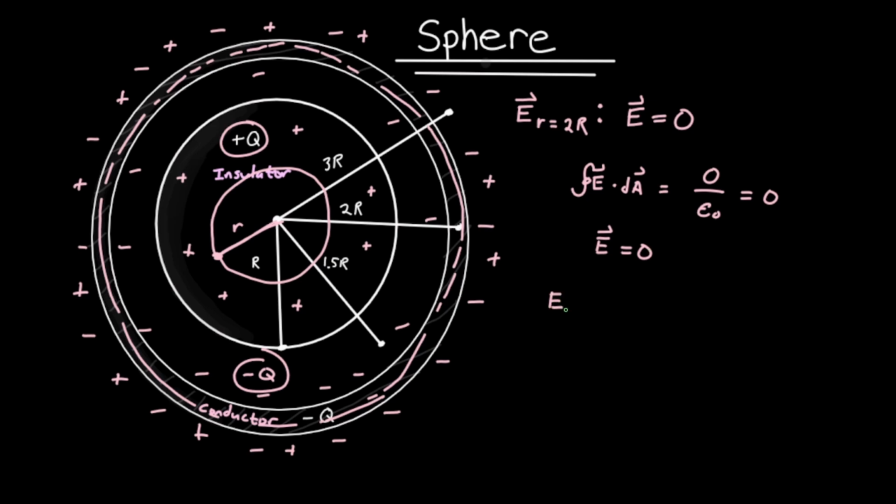Now let's consider the electric field at a radius r equal to 3 big R. In this case, it would be easier to refer to the initial conditions that were given. The insulator has charge plus Q and the conductor has charge negative Q. So the net charge enclosed is 0. Even if we consider our updated charges, considering the conductor, we still have a net charge enclosed of 0.